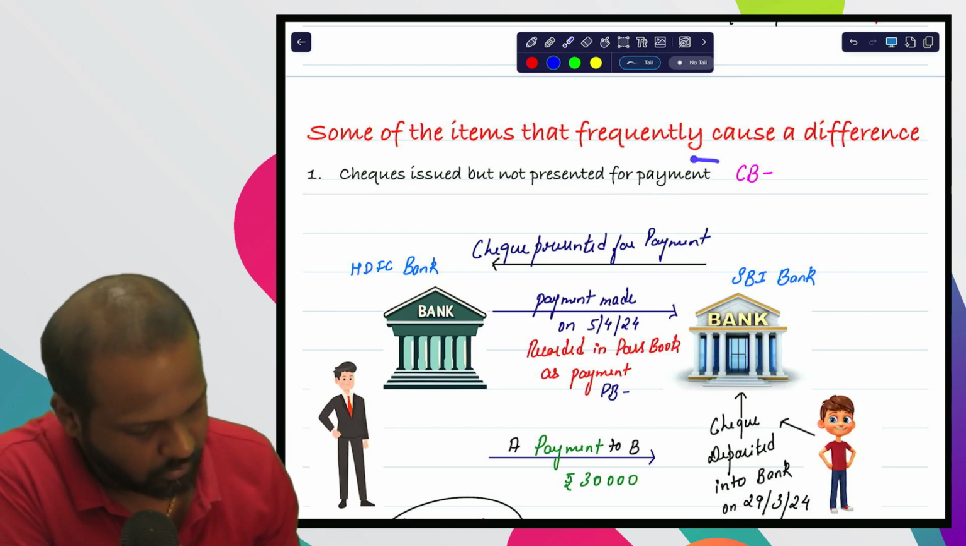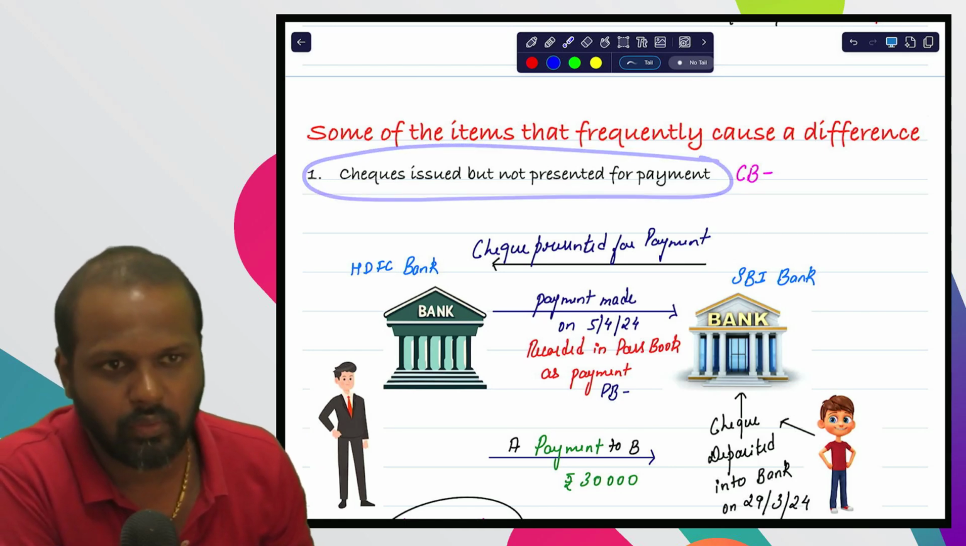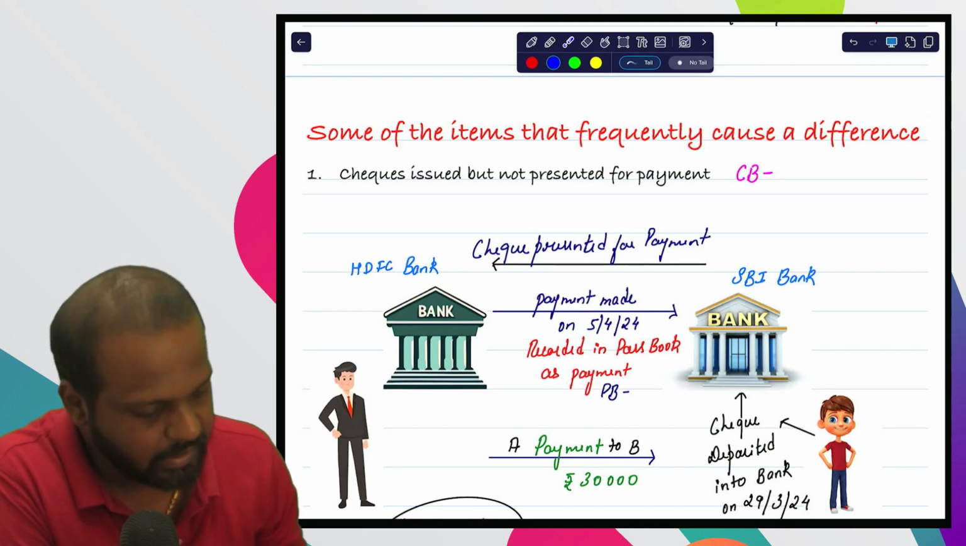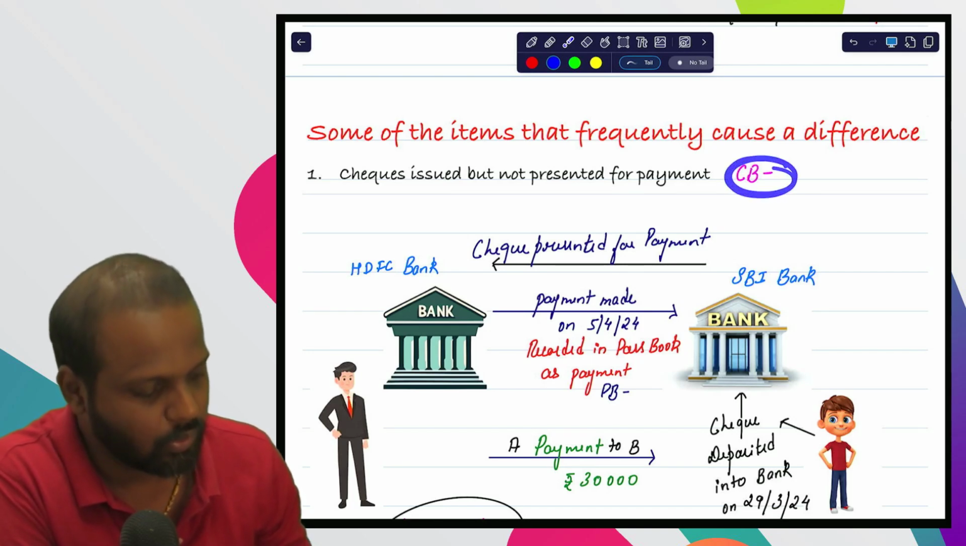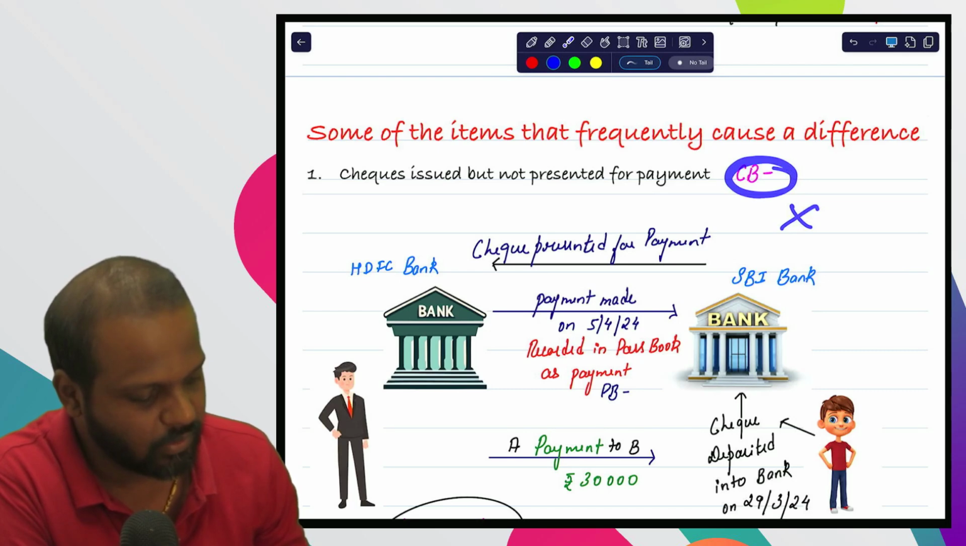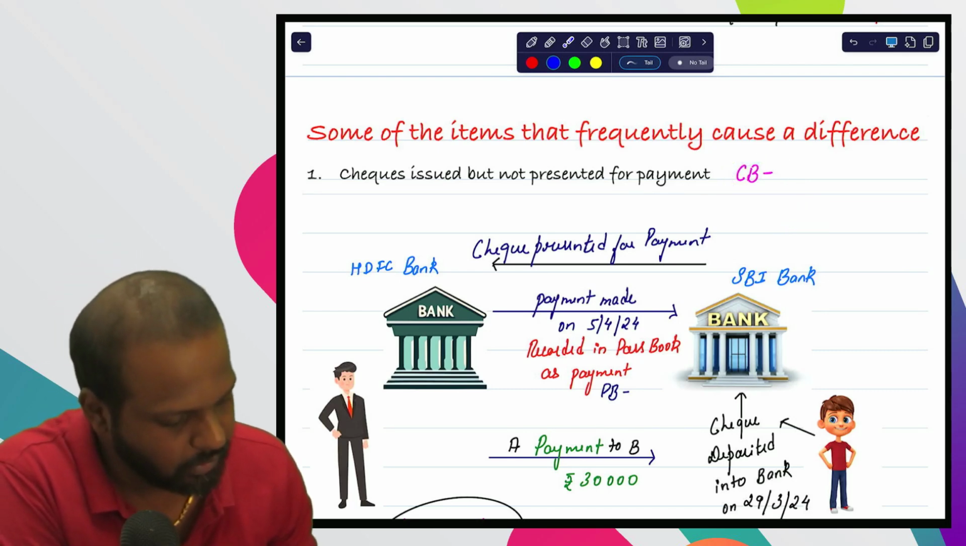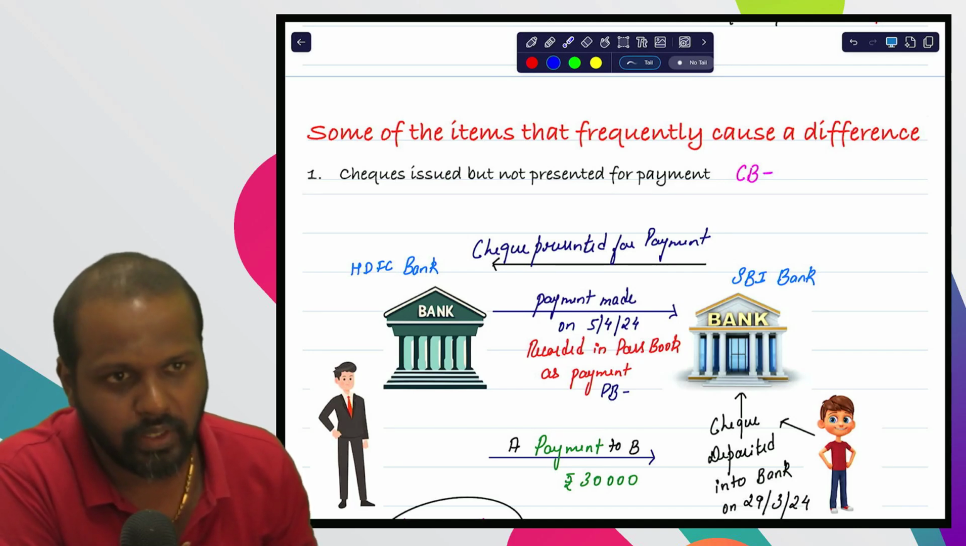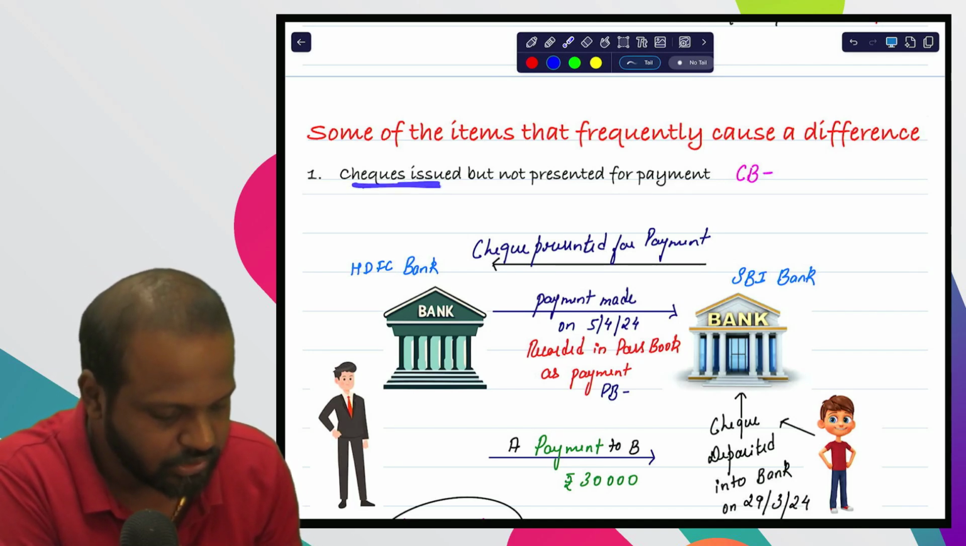So it means that when you read this point number 1, you'll understand that the entry is done only in the cash book. There is no entry in passbook. Entry is there only in cash book. And in cash book, they have done minus. So how do you know the entry is there in cash book? By seeing this wording, check issued.